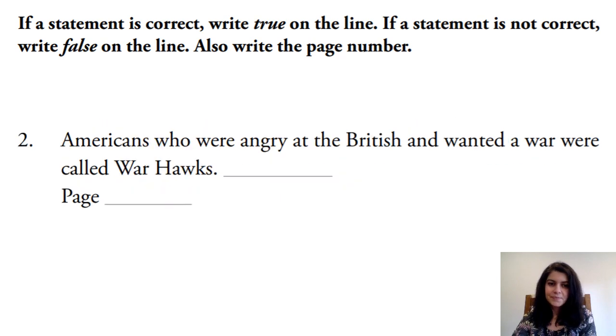Let's try another. This statement says Americans who were angry at the British and wanted a war were called warhawks. True or false? Look back in the story and find the page where it tells you. Let's check our work. Hopefully you said that this was true. This was the main point of the story. The people who were angry at the British and wanted that war were called warhawks. This was on page 26 of your story. Let's try another.